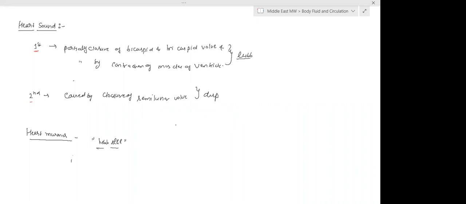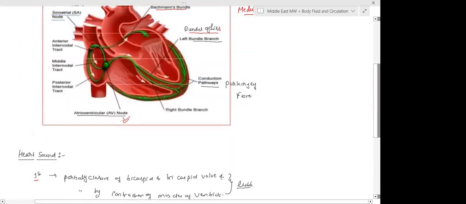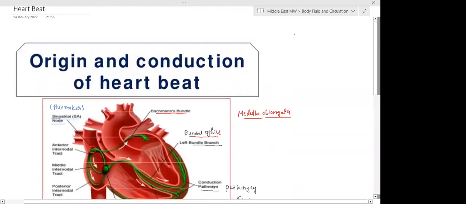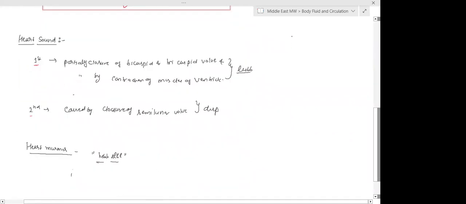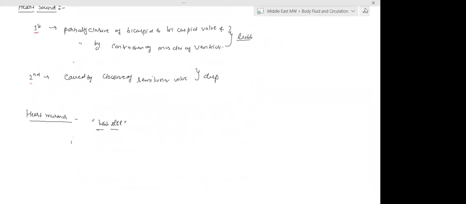So the semilunar valve is in the artery or the vein, right? Exactly, you're right. And the ones between the ventricles and atriums are called bicuspid and tricuspid. Excellent. That's good. Clear, Mamuna? Yes. Fine.